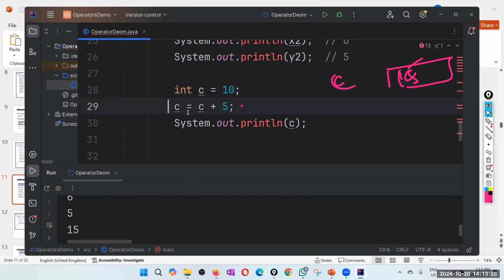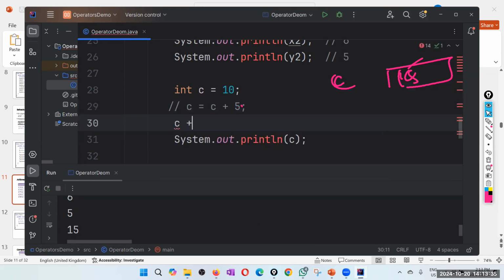Now this can be written in a little bit shorthand way. Of course, this is perfectly okay. If you want, you can write it like C plus equal 5. So that is the same as C equals C plus 5. Okay. Or whatever, C plus equal 2, C plus equal 10. Or you can write minus equal, multiply equal, divide equal, mod equal. Right? Again, the output will be what? 15. So this line is same as this line. Okay.